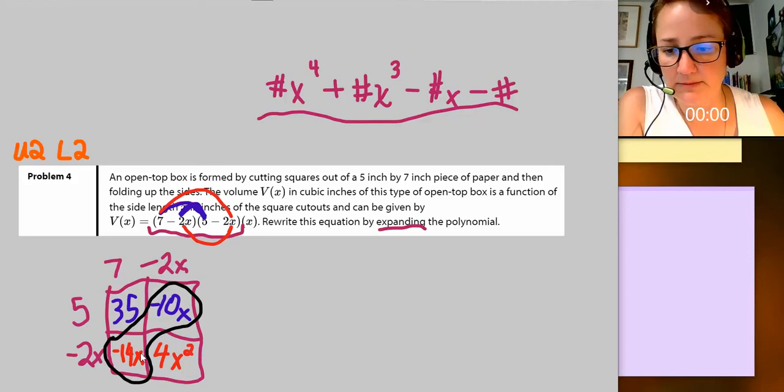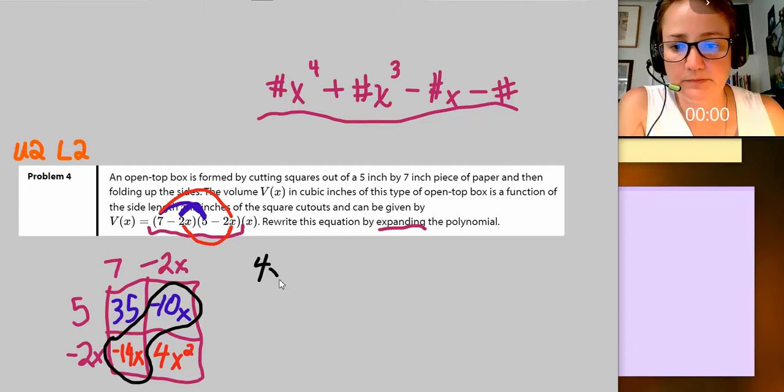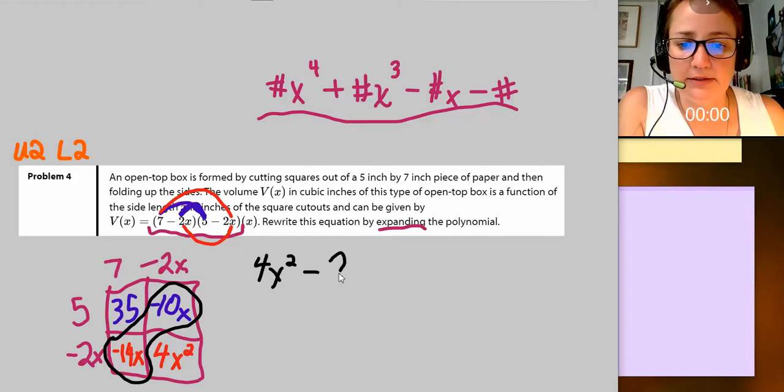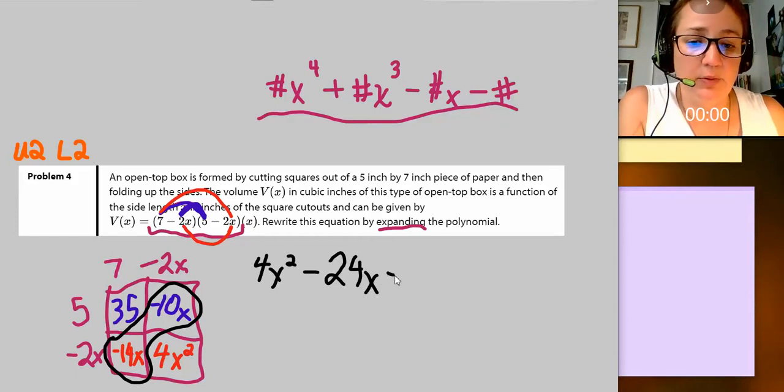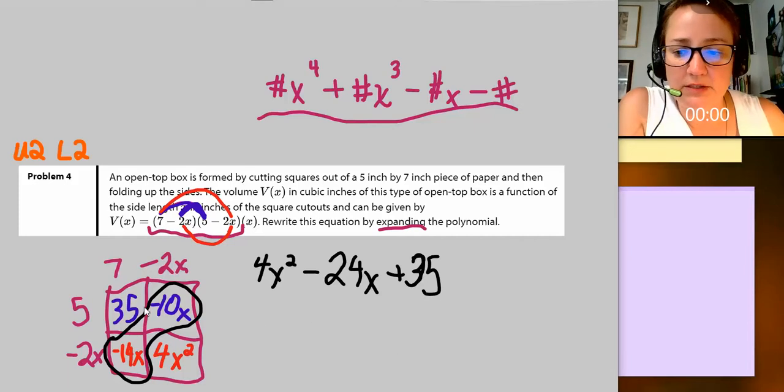So I'm going to rewrite these now, combining together what I can. I see I have a 4x squared. And then I need to combine my negative 10x and my negative 14x. When I add 2 negative numbers together, I get an even bigger negative number, so negative 24x. And I have a positive 35, that's the constant. All right. So I multiplied them out here. I combined like terms that I could write then here in standard form, but I still have one last step.